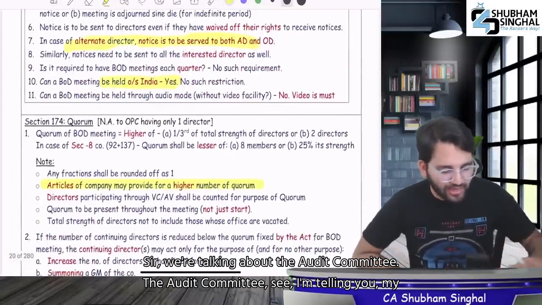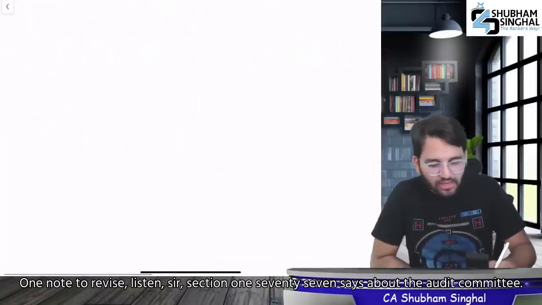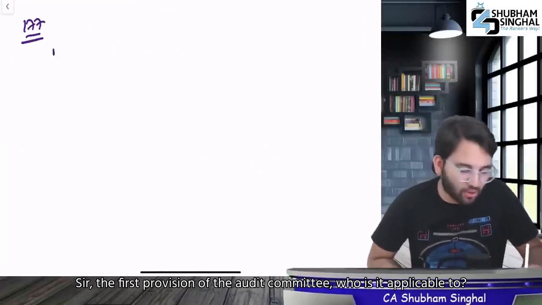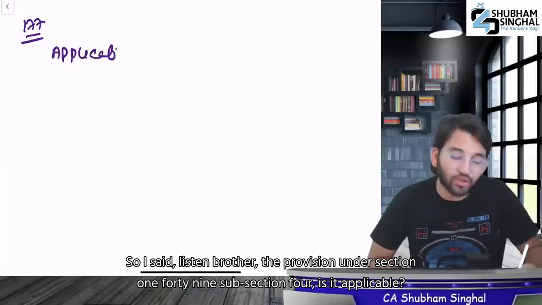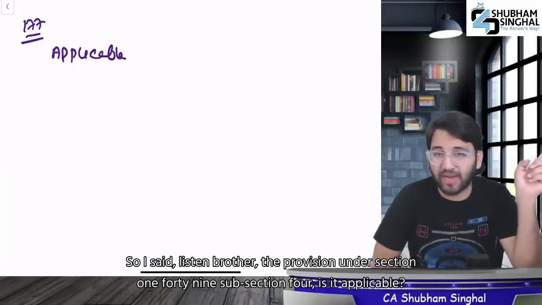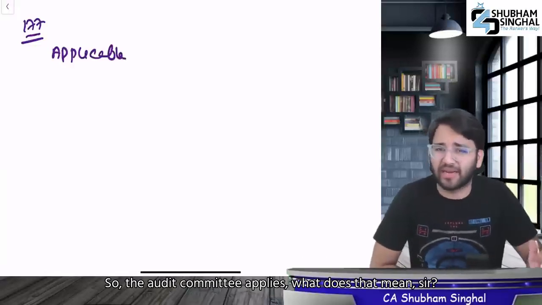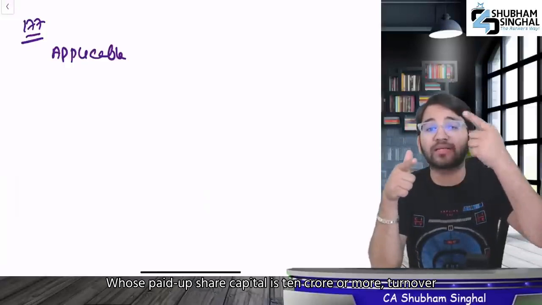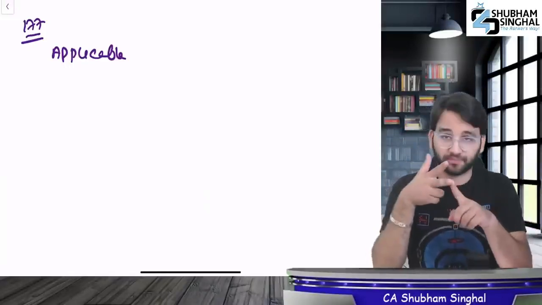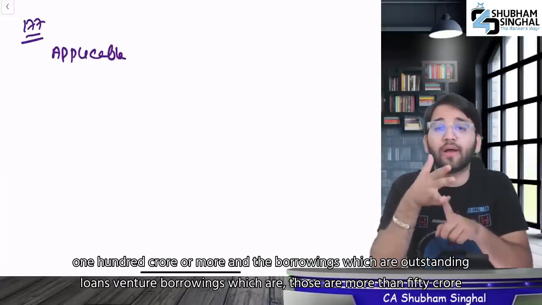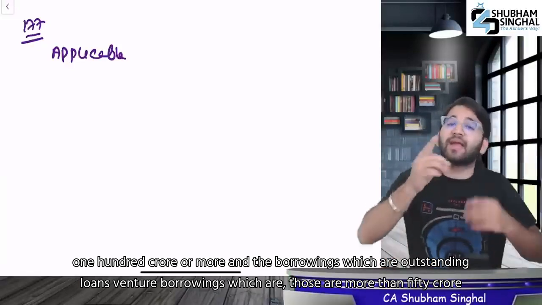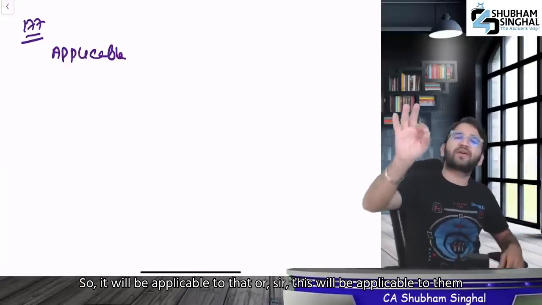We're talking about the audit committee. And one note to revise, listen, section 177 says about the audit committee. First, to whom is the audit committee provision applicable? And is the provision under section 149 subsection 4 applicable or not? Audit committee applies to listed companies and unlisted public companies whose paid up share capital is 10 crore or more, right? Moreover, if turnover is 100 crore or more, or the outstanding loans, debentures and borrowings are over 50 crores, then this will be applicable to them.